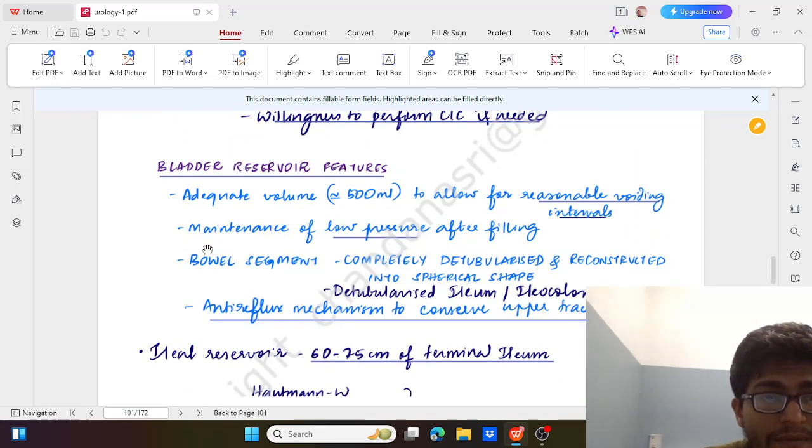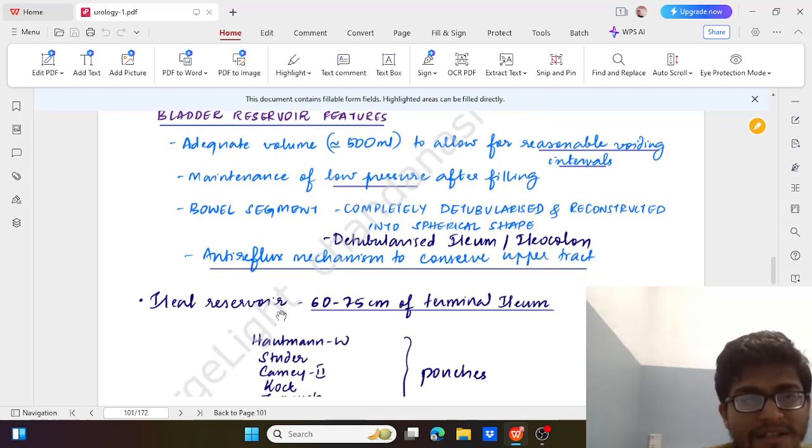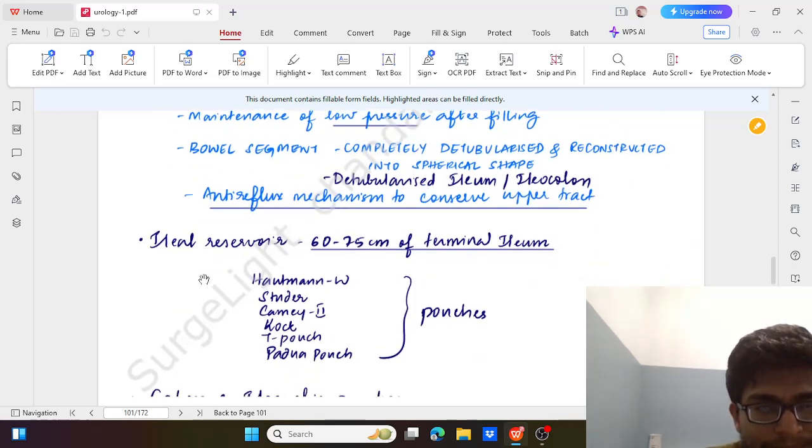Then what are the features of this bladder reservoir? Adequate volume to allow for a reasonable voiding interval, around 500 ml. Maintenance of low pressure after filling, so it should not be high pressure causing discomfort to the patient or urge incontinence. The bowel segment should be completely detubularized and reconstructed into a spherical shape through the ileum and ileocolon. An anti-reflux mechanism to conserve the upper tract should be maintained.